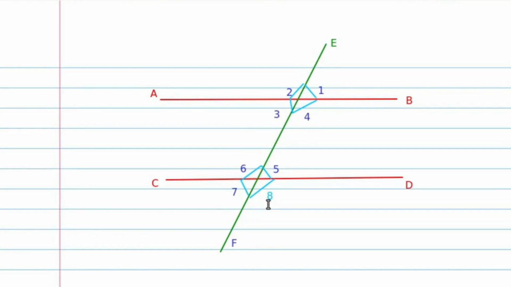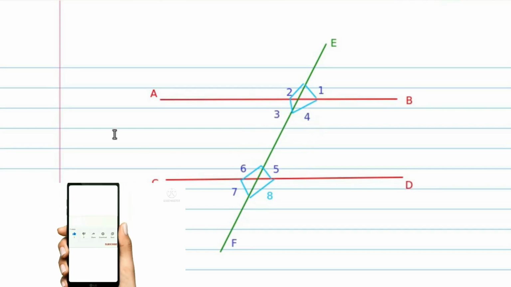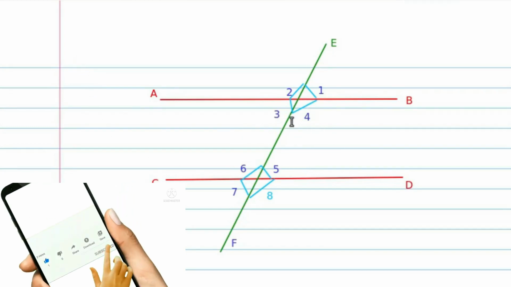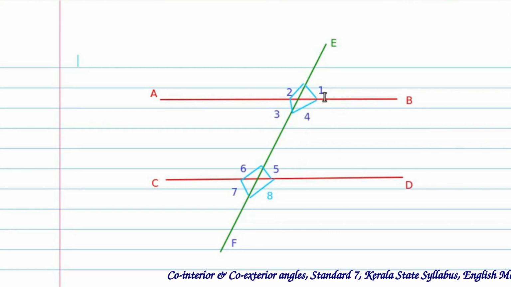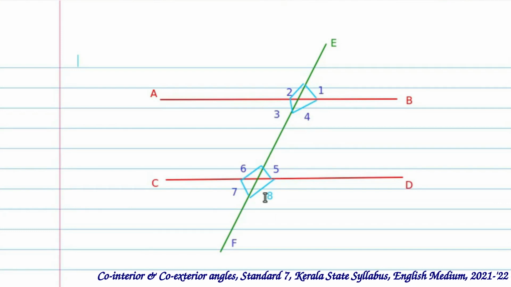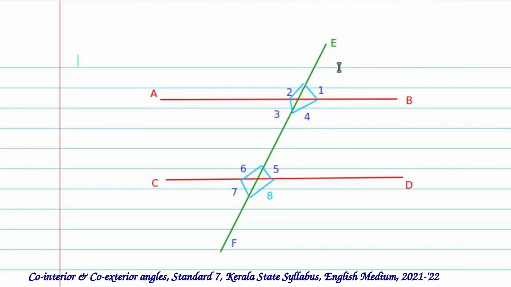Okay, so the angles 3 and 4, 5 and 6, these 4 angles are called interior angles. Here, on the right side of this transversal line, these angles are there: angles 1, 4, 5 and 8. And on the left side of this transversal line, we can see angles 2, 3, 6 and 7. If you look at these angles, 2 angles we can see inside of these lines, that is interior, and 2 angles you can see outside, that is exterior.